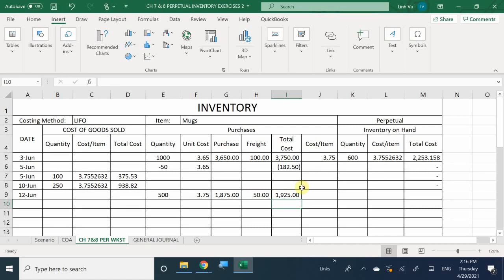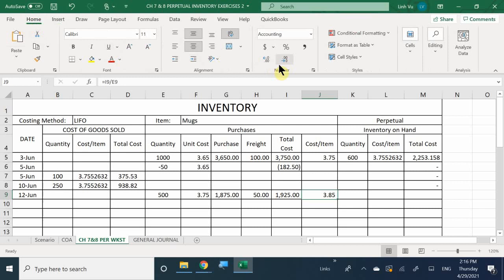what is my cost per item going to be for this batch right here? 3.75? What did you say? 3.85. Come on. 1925 divided by my 500 units. Okay, let's extend it out so we can see how far these decimals go. Anybody else get the same answer? Oh, it's 3.85 even.